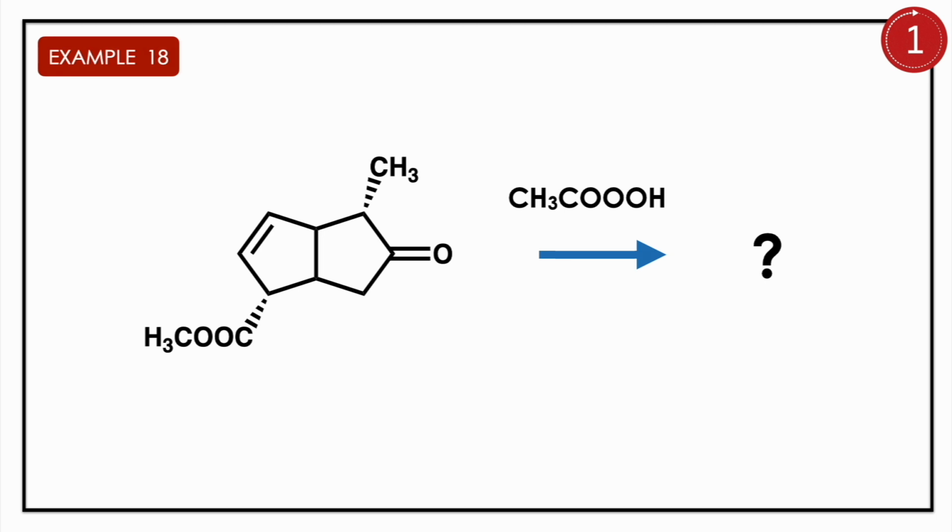Then the next example. Here you have a fused system. Two cyclopentane rings fused together. One methyl group, one ester group. Alkene is there, ketone is there. Many functional groups. You are using the peracid. You should find what will be the final product.